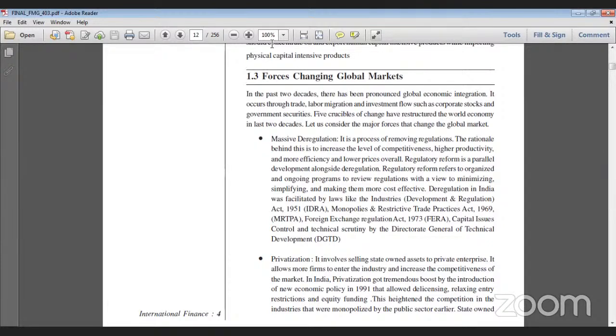Regulatory reform is a parallel development alongside deregulation. Regulatory reform refers to the organized and ongoing program to review regulations and to minimize, simplify, and make them more cost effective.